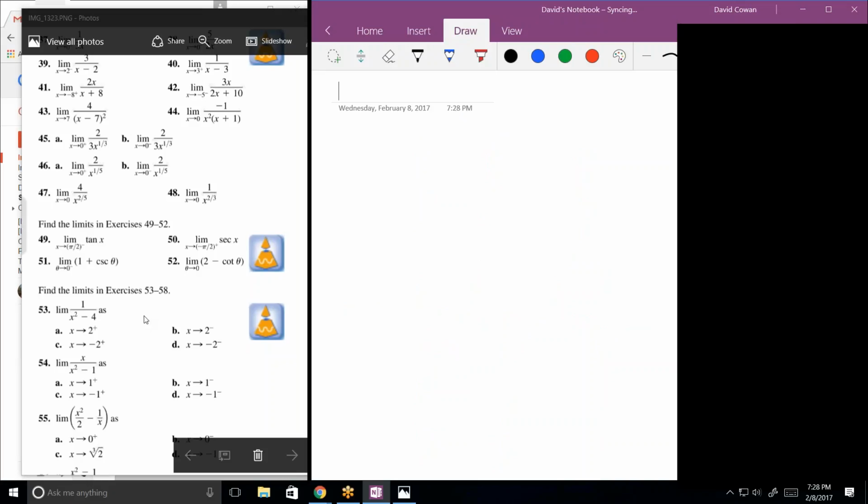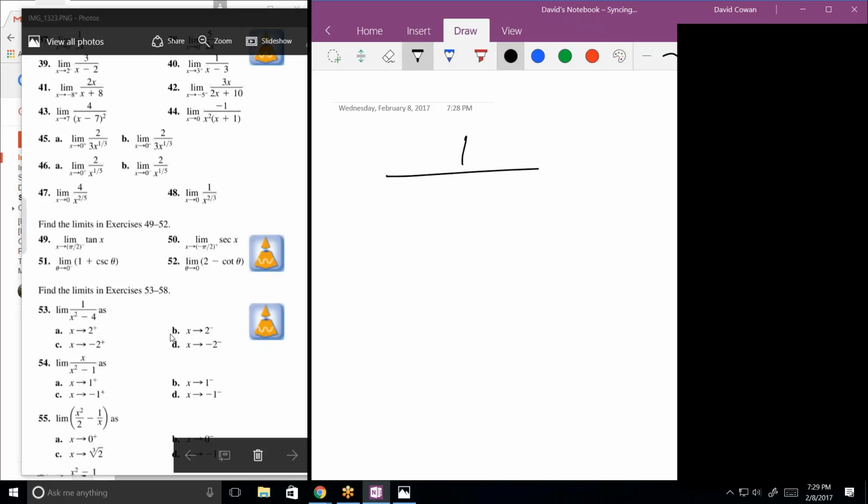53 next. Yes. What's A? Would that be 4 minus 4, 1 over 0? Would that be infinity? Good. What's B? B would be negative infinity? Well, or no, that would be infinity because it's squared.